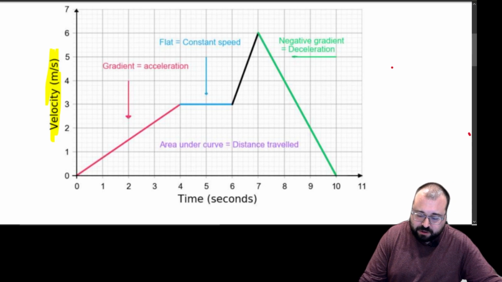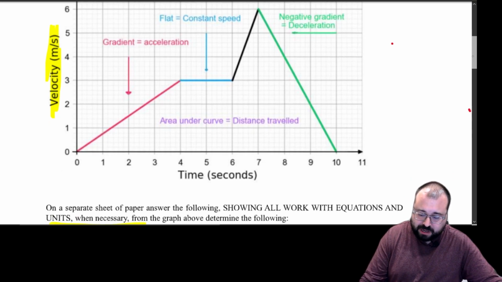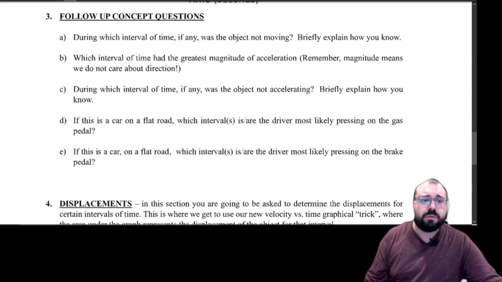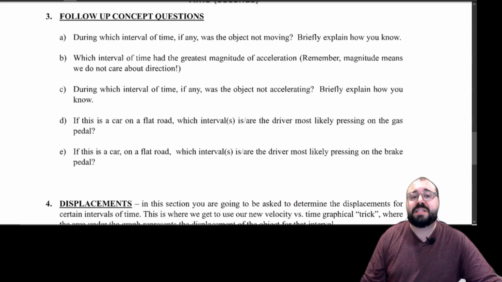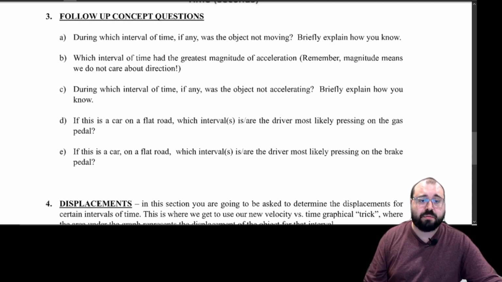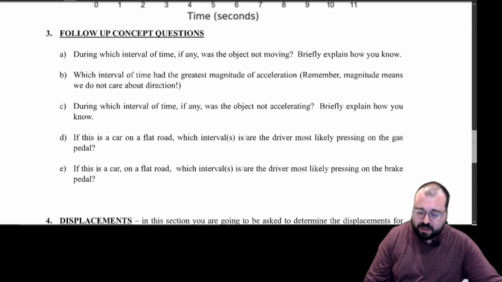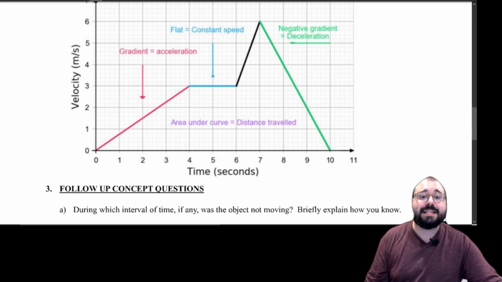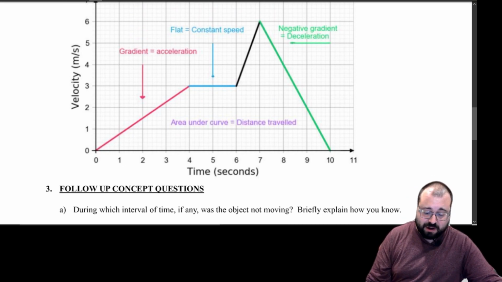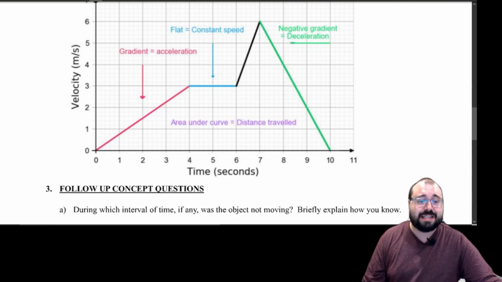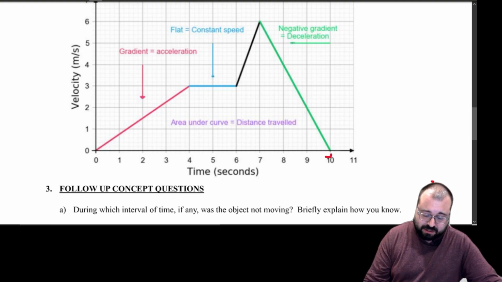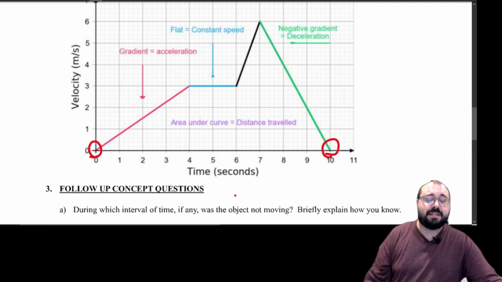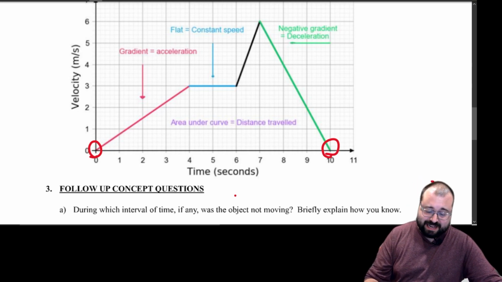So now let's go to some of the other questions that Mr. Shimberry put on this sheet. He has some really great questions down here. During which interval of time, if any, was the object not moving? Briefly explain how you know. So the only time the object was not moving would be any time it had a velocity of 0. So where does this line have a velocity of 0? There and there, right? So we would say at 0 seconds and at 10 seconds, right?